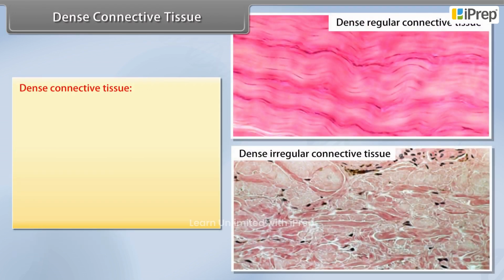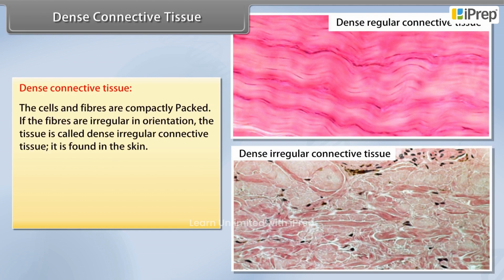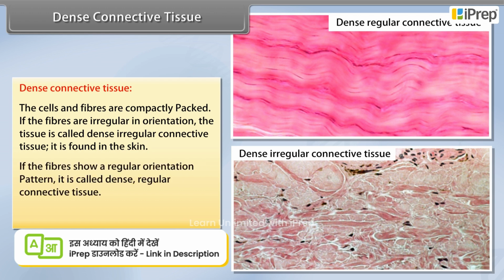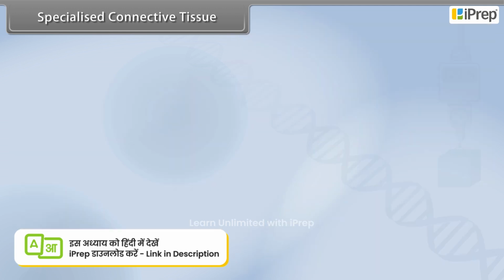Dense connective tissue. The cells and fibers are compactly packed. If the fibers are irregular in orientation, the tissue is called dense irregular connective tissue. It is found in the skin. If the fibers show a regular orientation pattern, it is called dense regular connective tissue. Example: tendon and ligament.